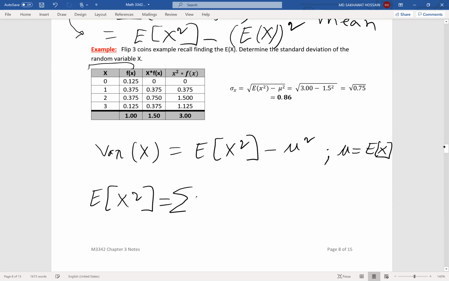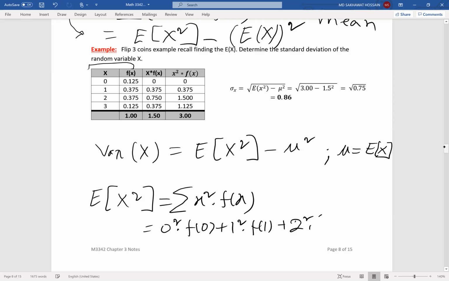Okay, so to find the expected value of x square, this is also a function of x. So we can just write x square times f of x. That means you will consider each value of x, take the square of that one and multiply with f of x. So you calculate 0 square times f of 0 plus 1 square times f of 1 plus 2 square times f of 2 plus 3 square times f of 3. Now you can just plug in all the numbers and add them together.